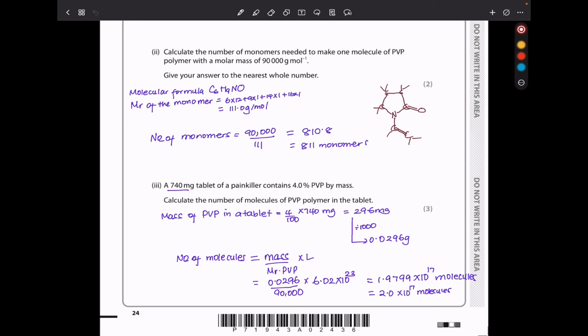The number of molecules will equal the mass divided by the molar mass times Avogadro's constant, which is 0.0296 divided by 90,000 times Avogadro's constant. And this gave me approximately 2 times 10 power 17 molecules, rounded off appropriately.